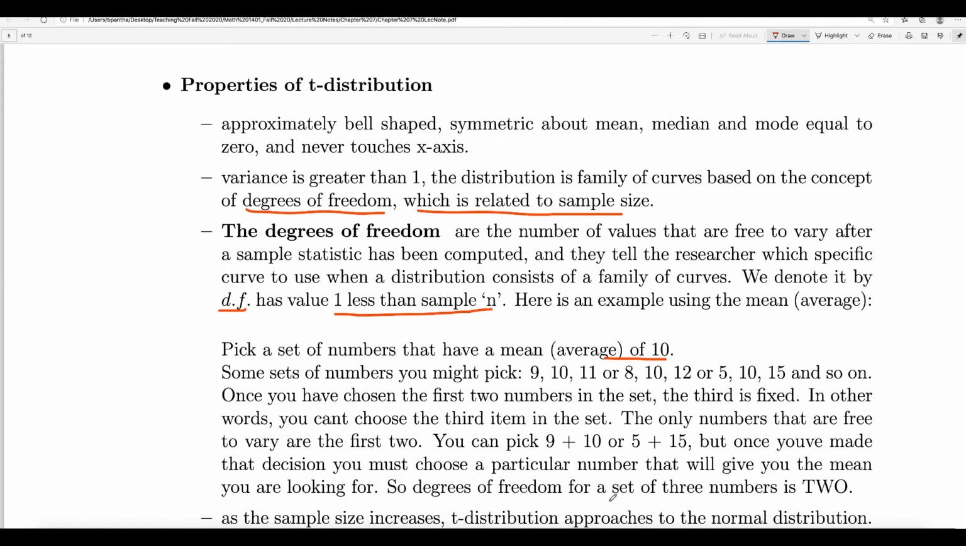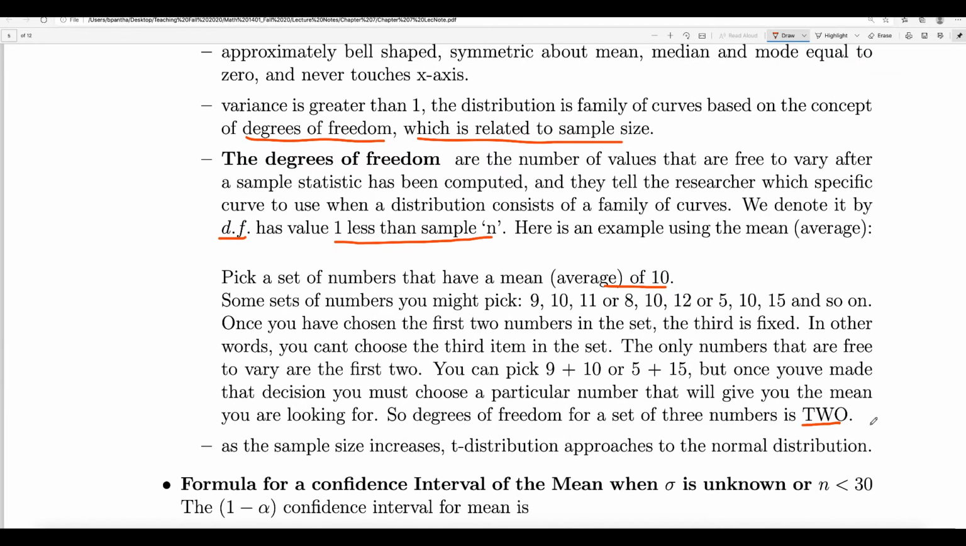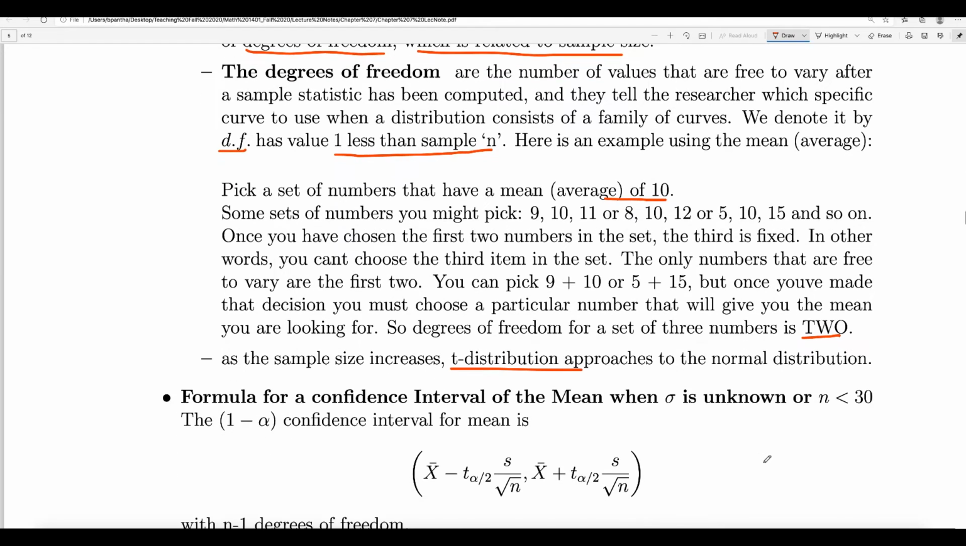So the degrees of freedom for a set of 3 numbers is 2, because you are free to pick the first two, but after you pick the first two, the third one must be fixed. So you have just two choices there. You are free to choose the first two, like 9 and 10, or 8 and 9, or 5 and 10, but the third one must be fixed if you want to make the sample mean 10. That's why the degrees of freedom in this case will be the total sample size minus 1. As the sample size increases, the t distribution approaches the normal distribution.